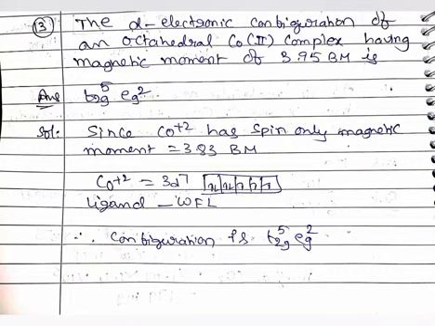Co2+ has a 3d7 configuration. The ligand must be a weak ligand so that we will have 3 unpaired electrons, with the configuration t2g5 eg2.